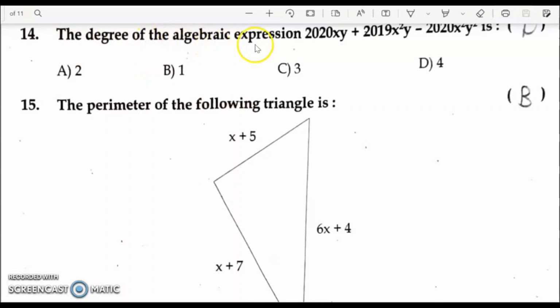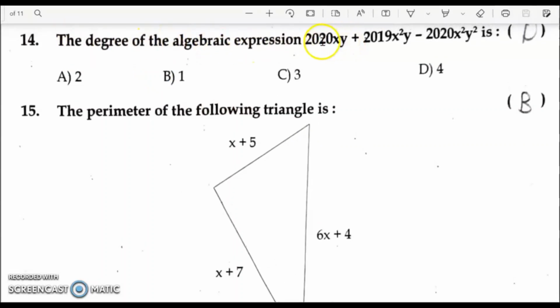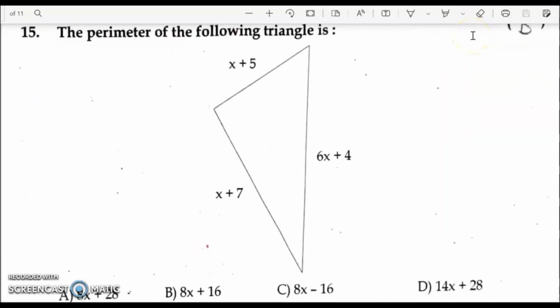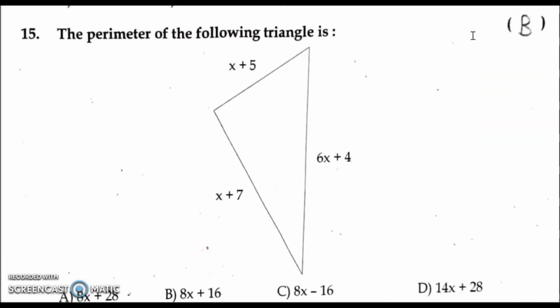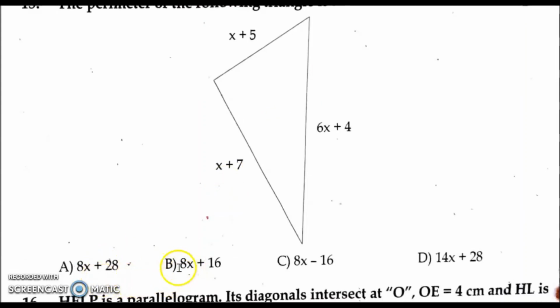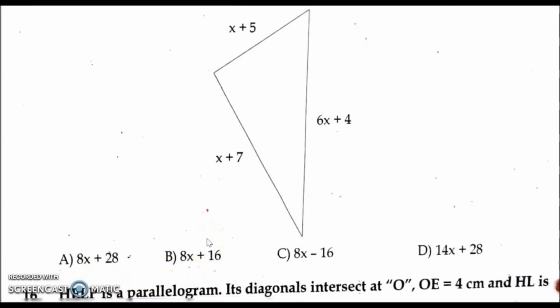The degree of the algebraic expression 2020xy, 2020x²y, 2020x²y²: the highest degree here is 4, because in 2020x²y² the powers add up. The perimeter of the following triangle is 8x + 16, B is the correct answer.